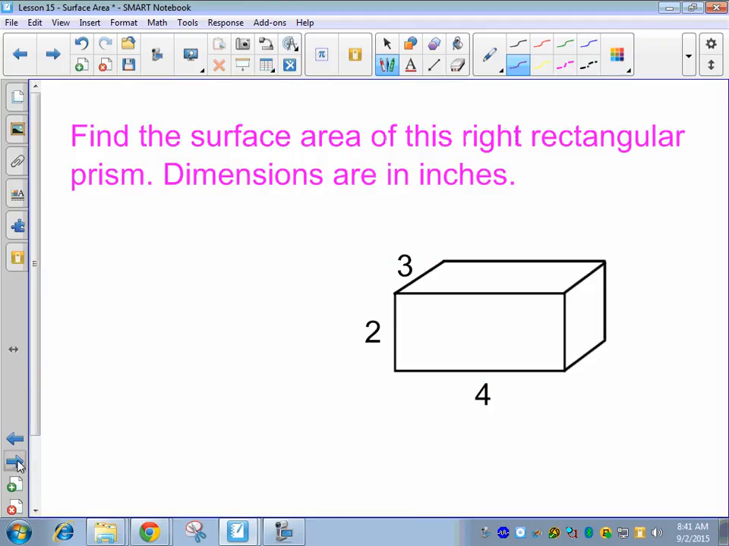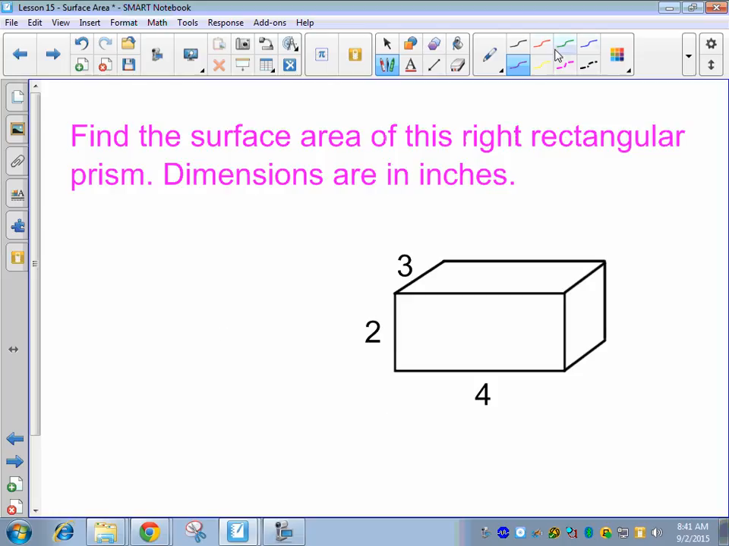Okay, good question. Find the surface area of this right rectangular prism. So a right prism or a right something just means that we have a base and it comes up at a 90-degree angle from that base. So you have two of the same base on something. Okay, so we want to find the surface area.